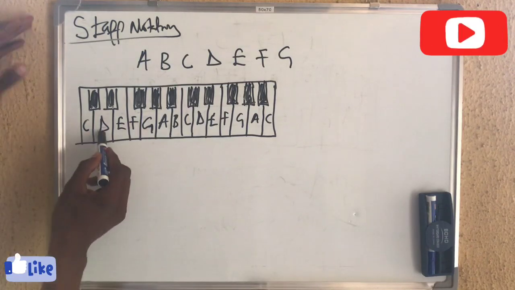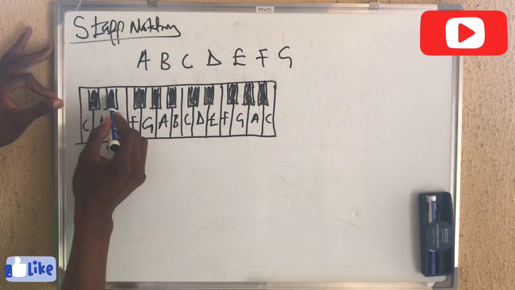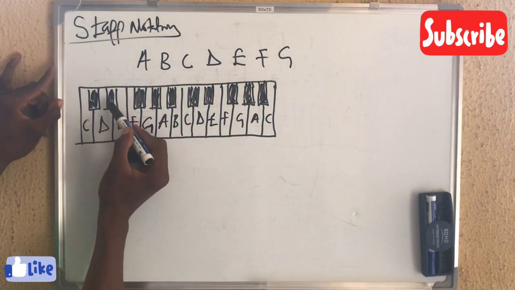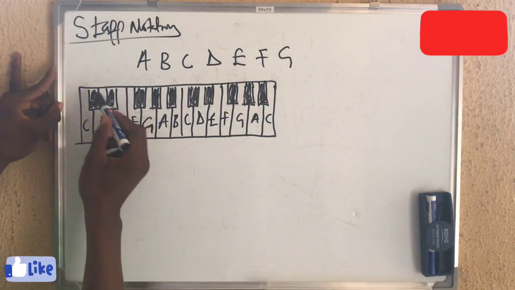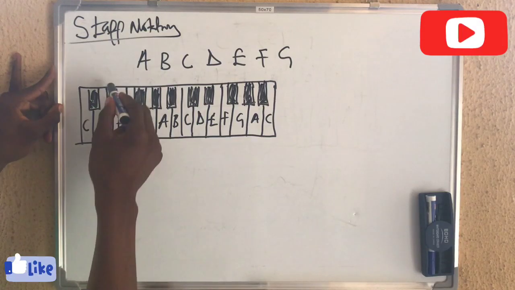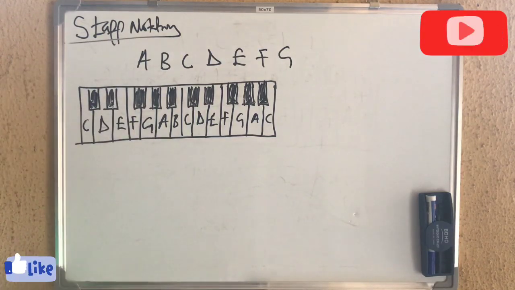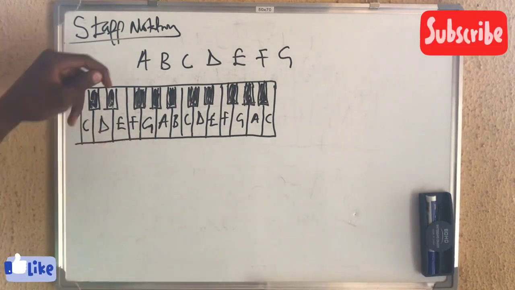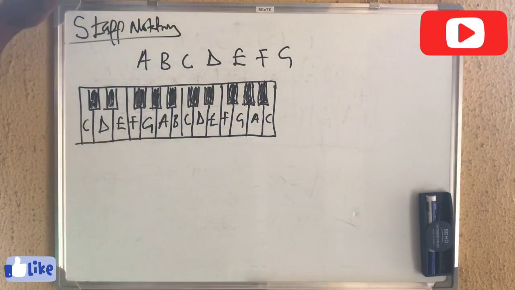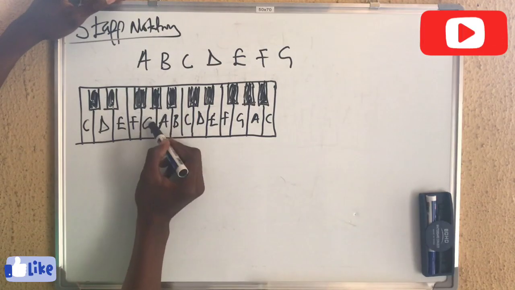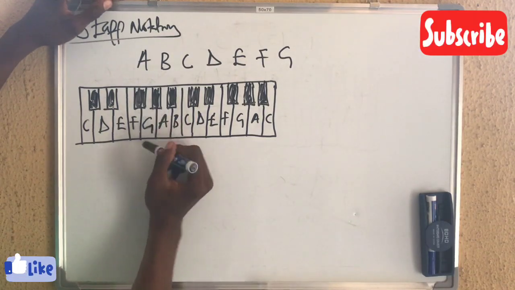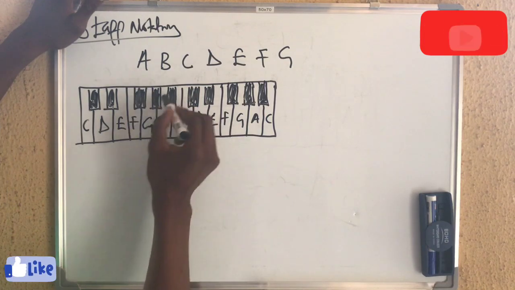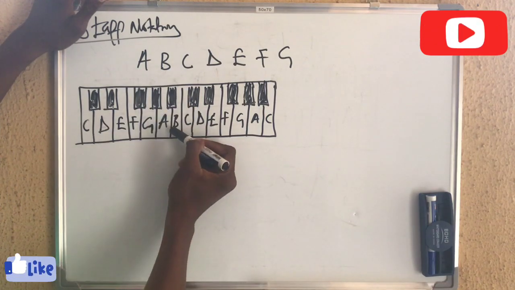Then we have key D, the key in the middle of the two black notes. Then key E, the key that ends the two black notes. Then coming again, we have key F, which is before the three black notes. Then key G, which is after the first note of the three black notes. Then key A, before the last of the three black notes. Then key B closing it.